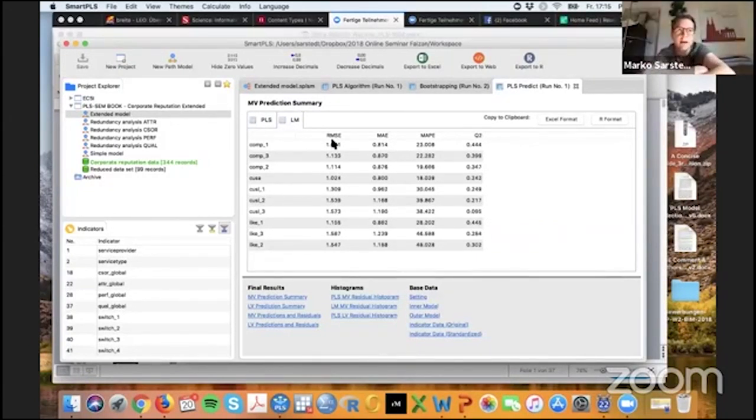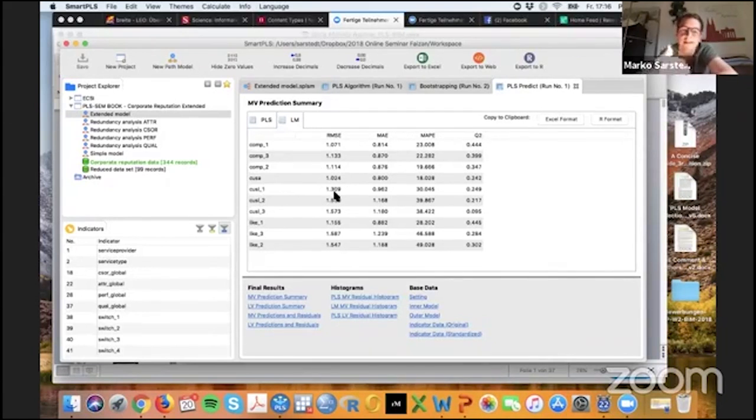LM is the naive benchmark, and the naive benchmark is the regression of, say, customer loyalty one on the exogenous constructs' indicators. So by specifying such a linear model, we are neglecting the entire model structure. It's only the input layer, the exogenous constructs, and the output layer, customer loyalty. And we would expect that these values are larger than the errors produced in PLS, because in PLS you have an entire fancy model that you specified and you want this model to be better than the naive benchmark. As you can see here, the RMSE for customer loyalty one is 1.301 in PLS versus 1.309 in the naive benchmark.